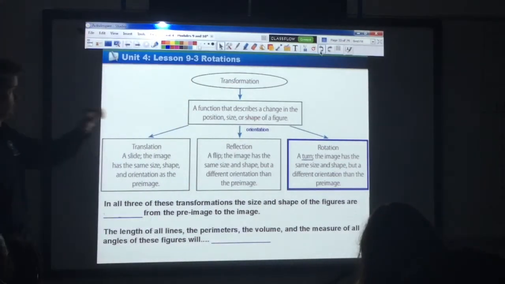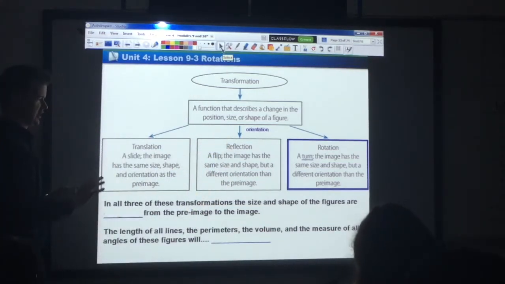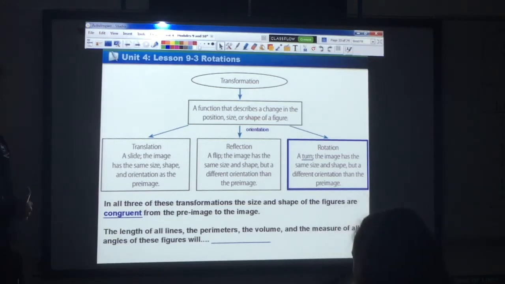I know you saw this slide before, but I just keep reinforcing this over and over to make sure that you understand that in all three of these transformations, the size and shape of the figures are congruent from the pre-image to the image. Yes, you've written this in before. Yes, you've seen this before. Congruent is very important, especially when we move into Module 10 that specifically deals with congruency.